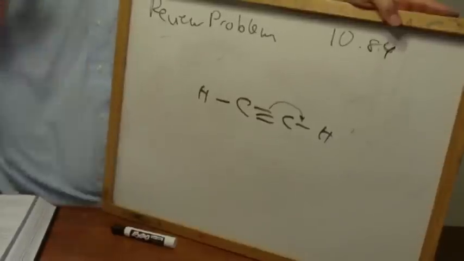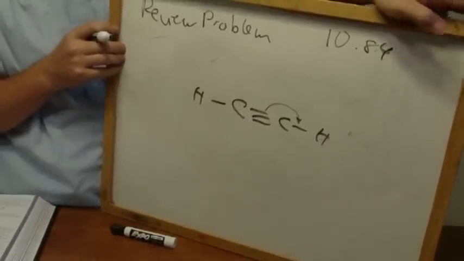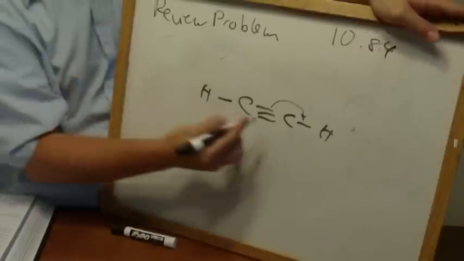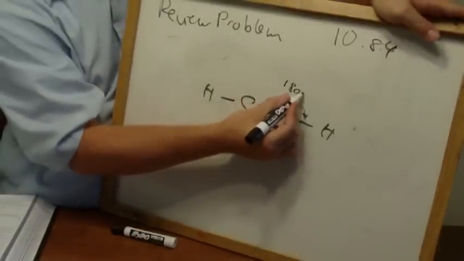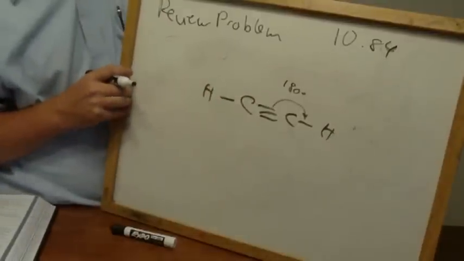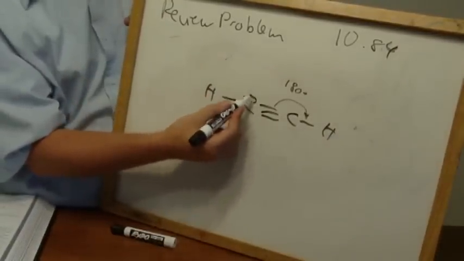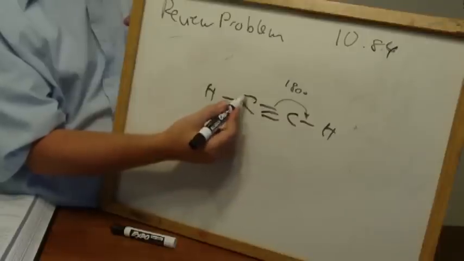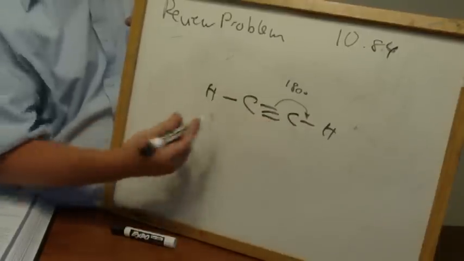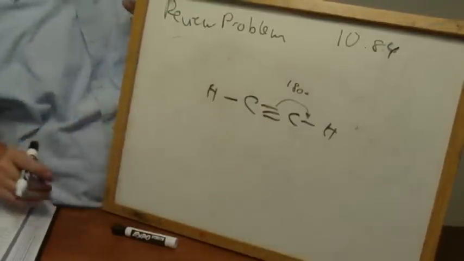We would expect that to be 180 degrees because this is a linear molecule. All right? We know that because there are no lone pairs around this carbon, because it has all four electrons on both sides, right? So each carbon has a formal charge of 0. So this is the stable shape.